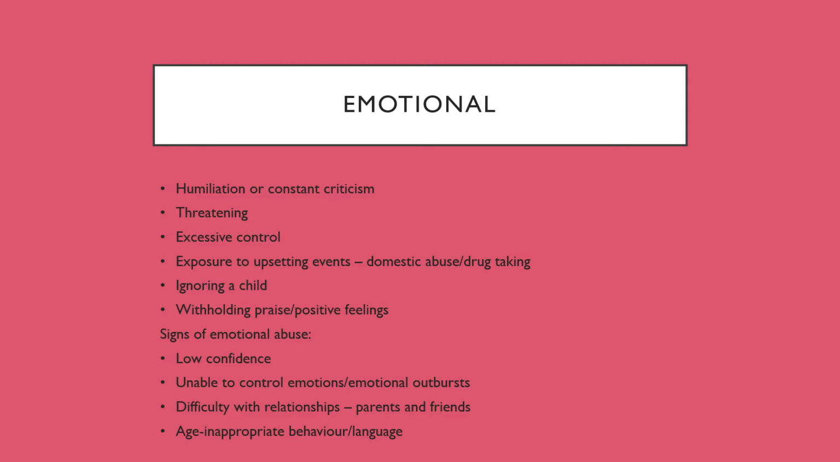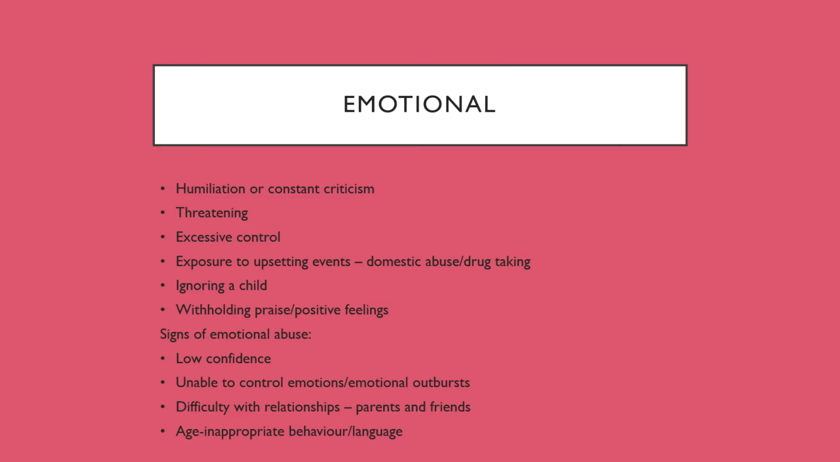The second kind of abuse we're going to consider is emotional abuse. This can consist of things like humiliation, constant criticism, threatening a child, excessive control of a child, being exposed to upsetting events, so if they're witnessing domestic abuse, or witnessing their parents taking drugs, ignoring a child, or withholding the positive things that a child needs to thrive. So it's not always negative things, but if you don't praise that child and give them the positive regard and encouragement that they need, that's also emotional abuse.